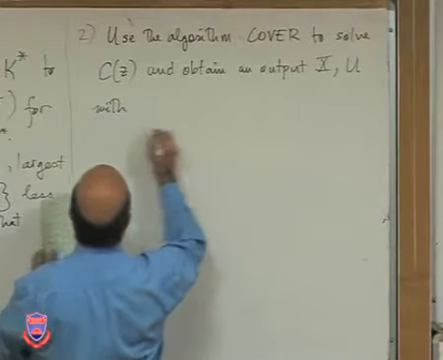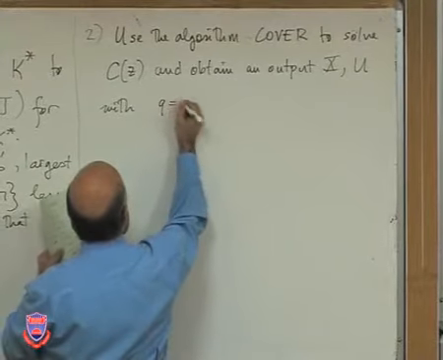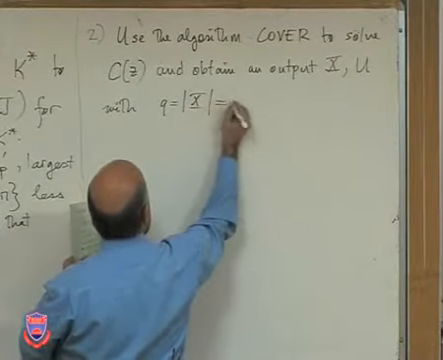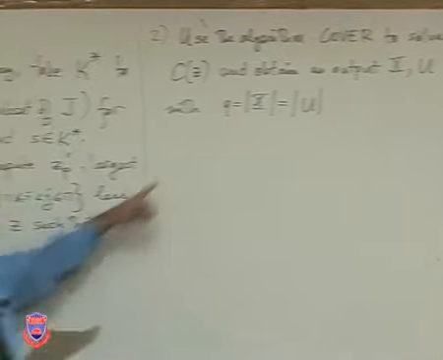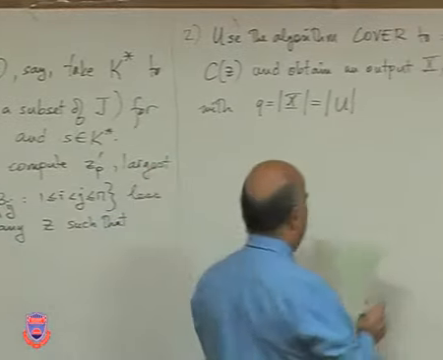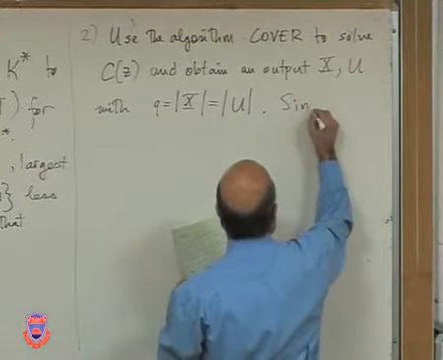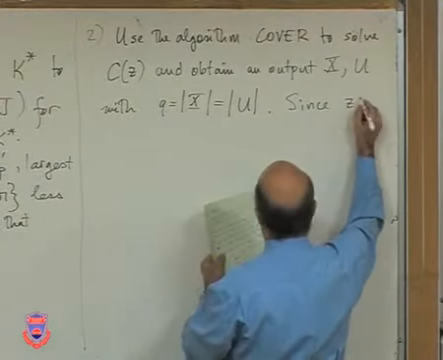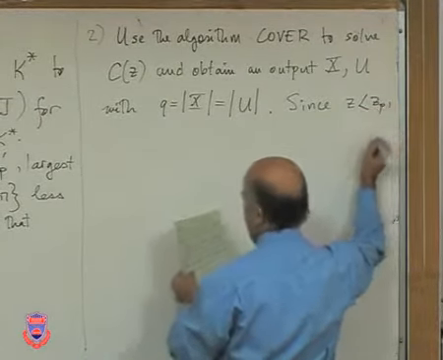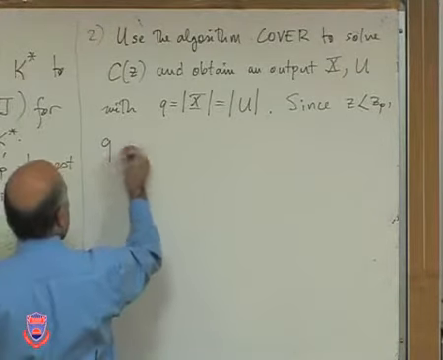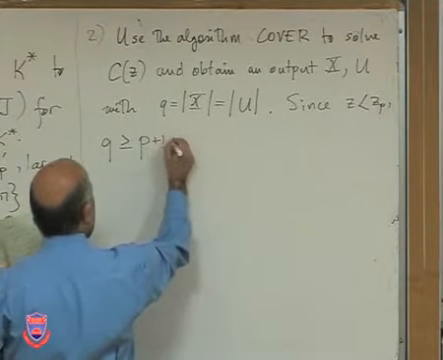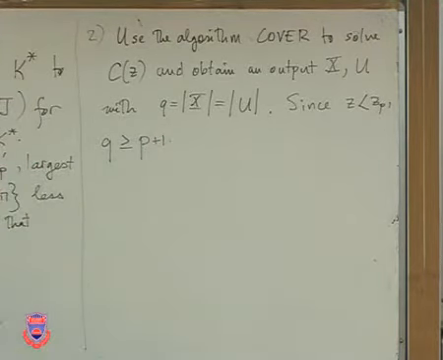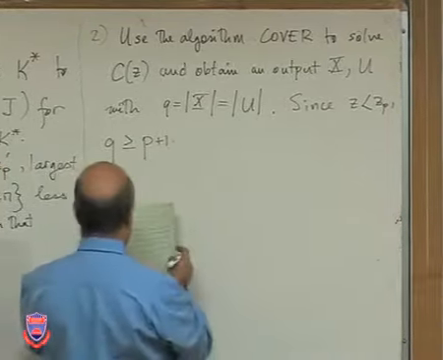So, obtain an output x and u with cardinality of x and u being equal, say some integer q. Since the number z you picked is less than ZP, we must have the cardinality of x greater than or equal to p plus 1. Why is that true? Think about it.